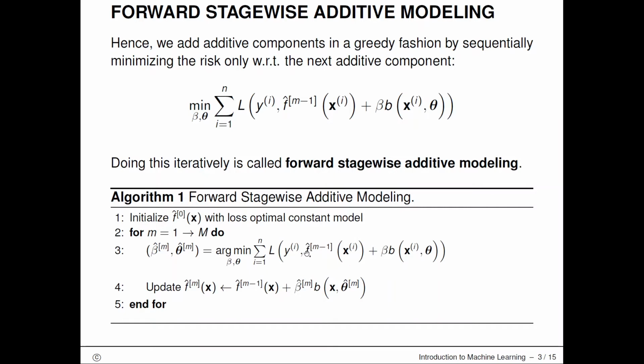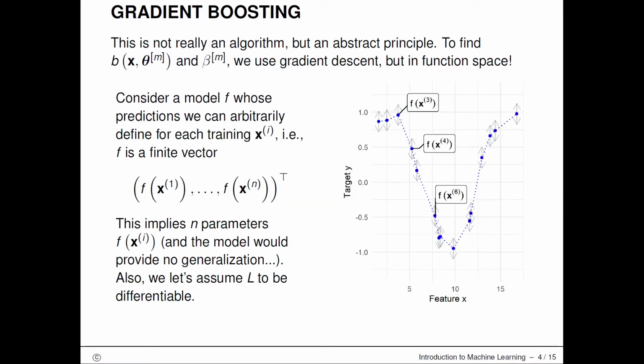Like I said, one could now directly try to solve this and make it a little bit more concrete, but give me a little bit of rope. I want to do this a little bit differently here for gradient boosting. As I've said, the template algorithm before for forward stage-wise additive modeling is not really an algorithm.